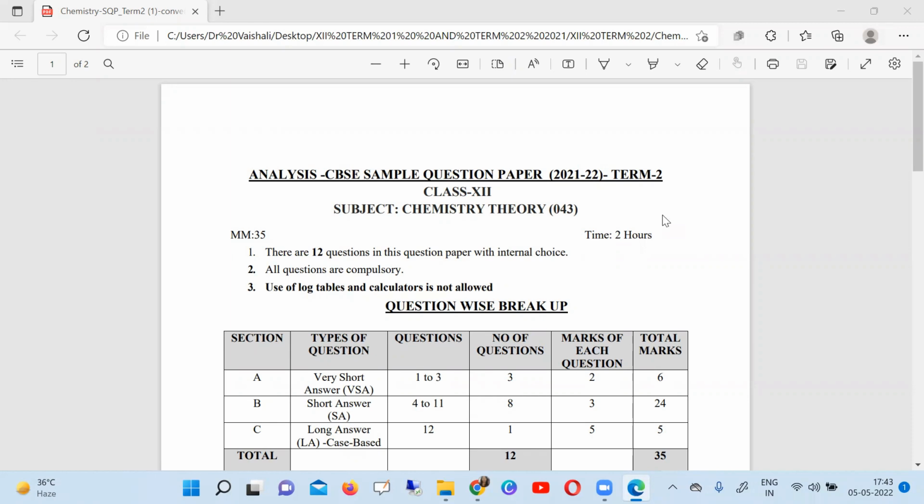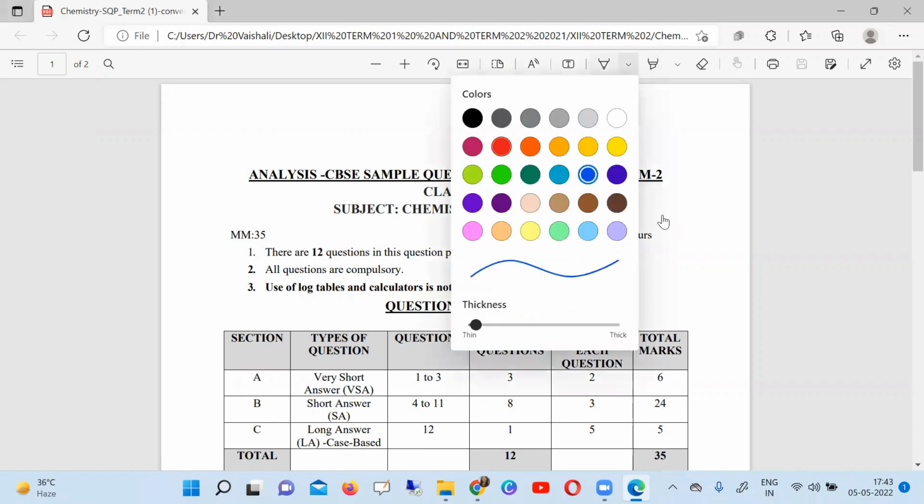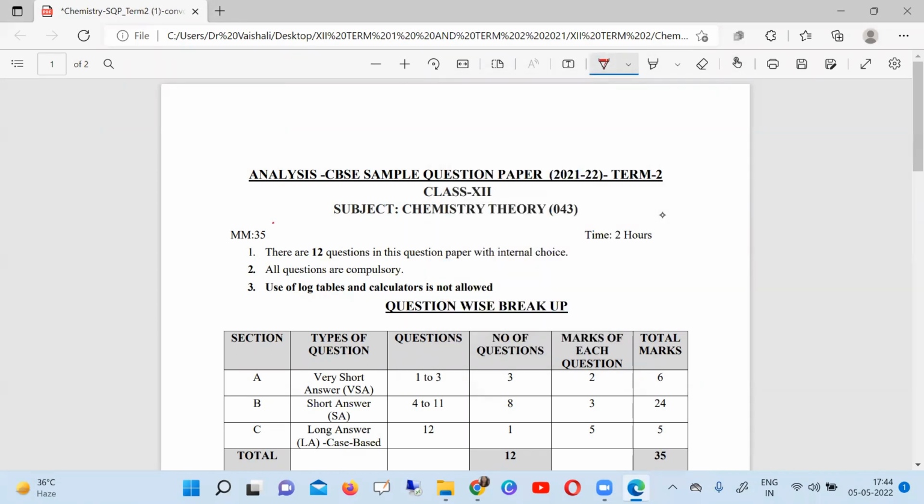Again, I'm discussing the analysis of the CBSE sample question paper 2021-22, Term 2. The subject is Chemistry, Class 12. This year there are two terms. Term 1 was completely objective based, and Term 2 is completely subjective based. In Term 2, the weightage of the question paper is again 35 marks and the duration is 2 hours.